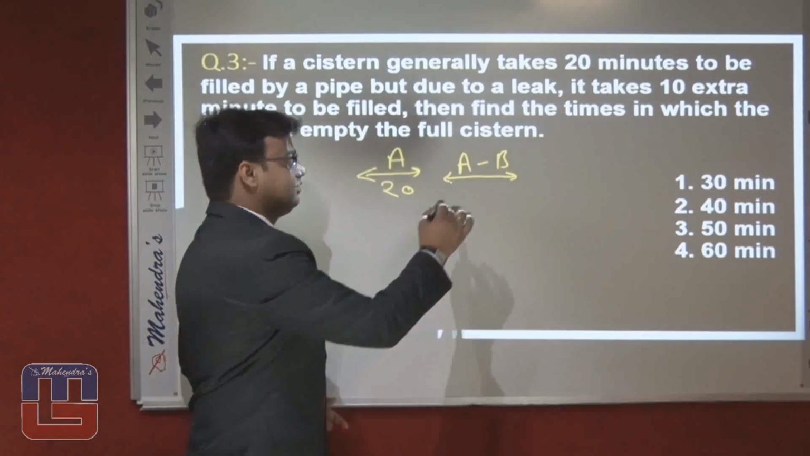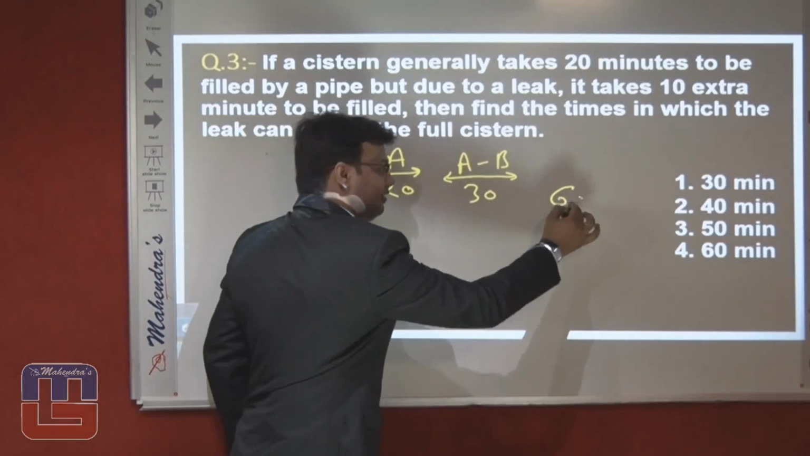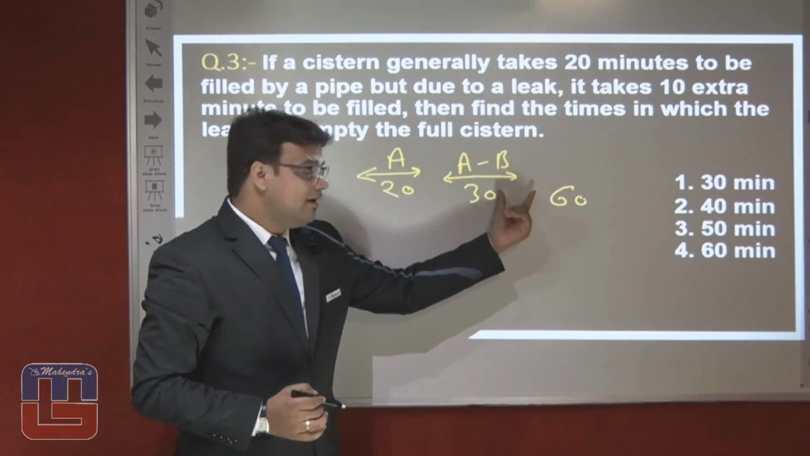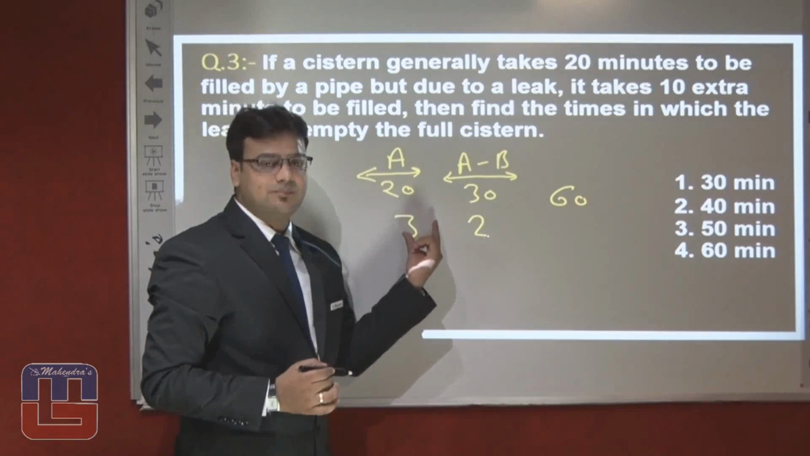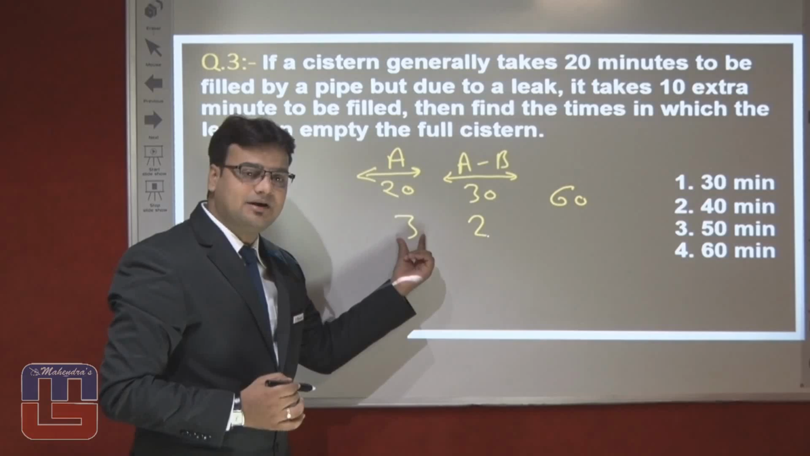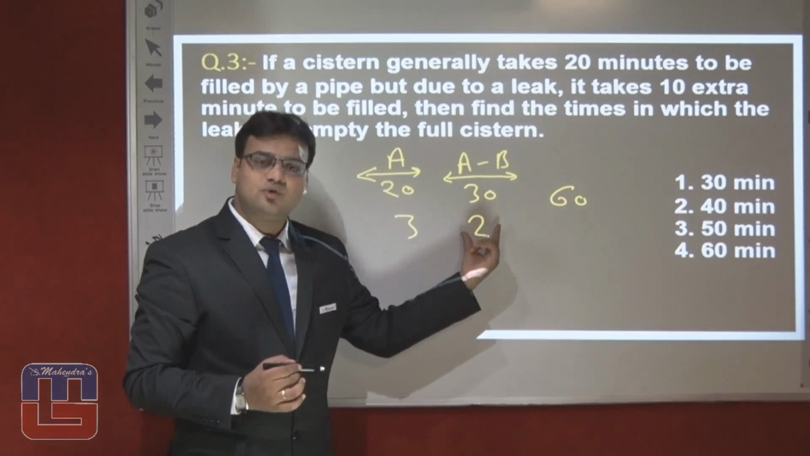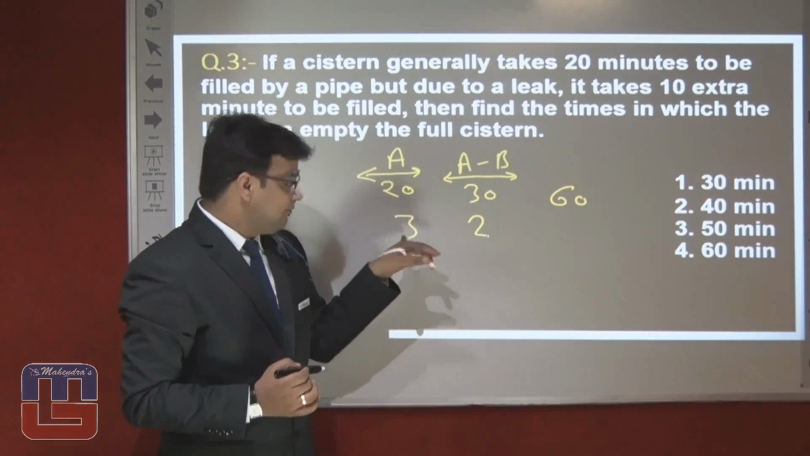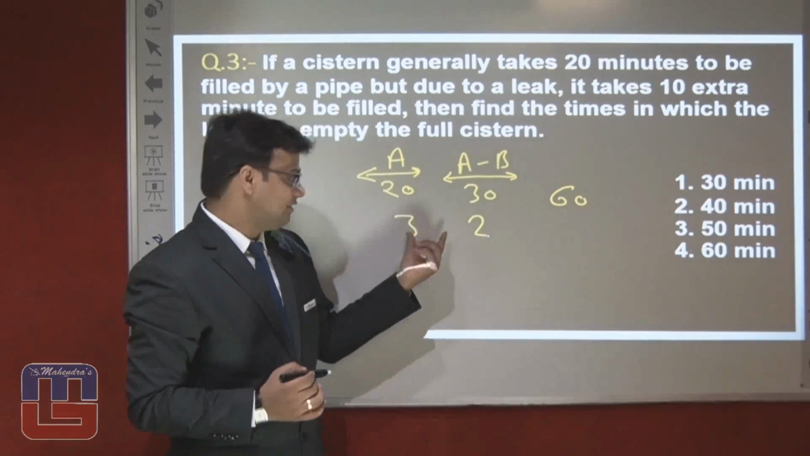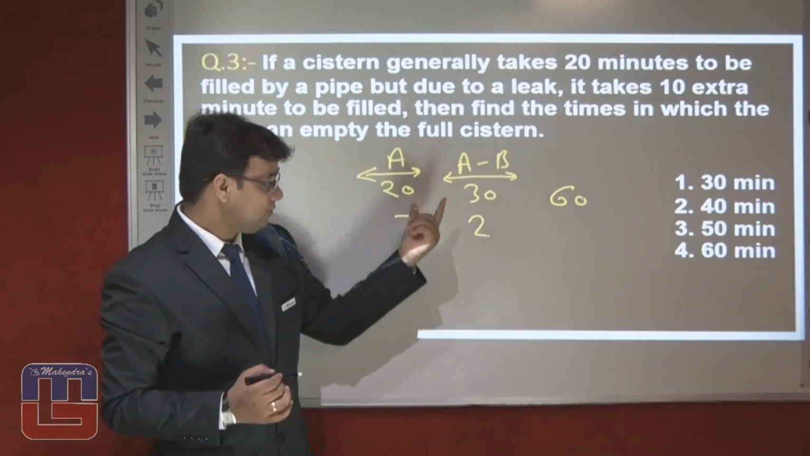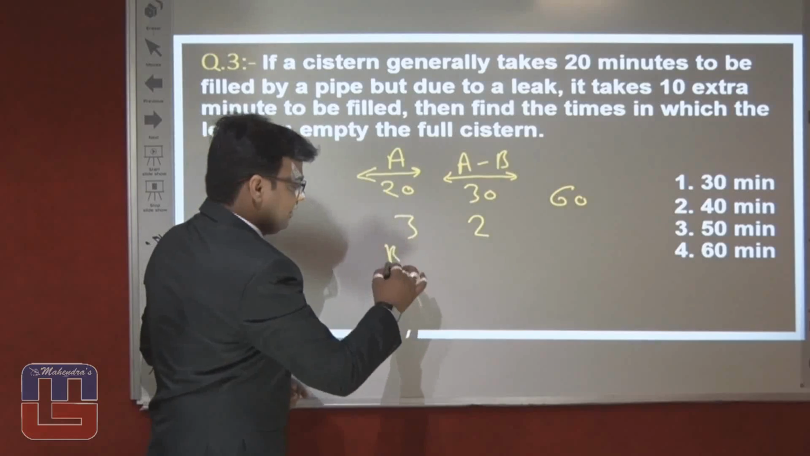That means 20 plus 10, 30 minutes. We take the LCM of 20 and 30, then we get 60. Here 60 is the tank capacity. If we divide by 20 and 30, we get 3 and 2. That means pipe A can fill 3 parts per minute, and if both the leakage and the filling pipe are working, then 2 parts fill in 1 minute. We are required to find how much time the leakage takes to empty the cistern, that means we require the value of B. If we subtract both equations, then we get the value of B. Then B here is 1.